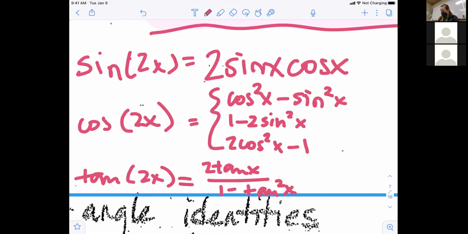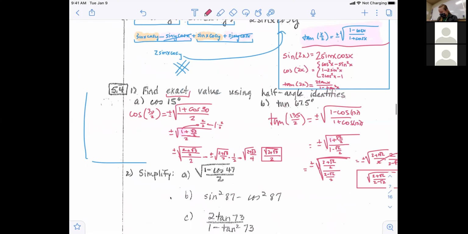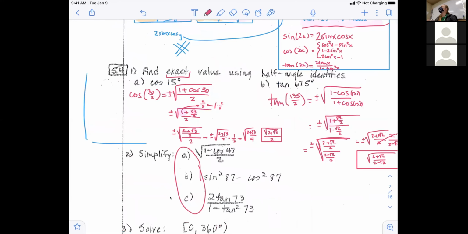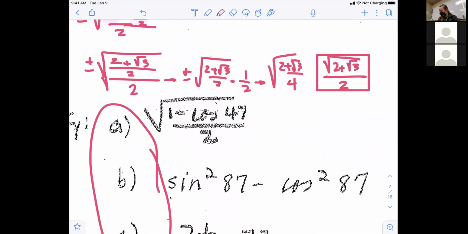The next 3 problems are in one of the forms of the double angle or the half angle, and we just want to put it in the most simple form, like cosine of 15 or tan of whatever, based on which formula and which identity we used. So the first one says square root of 1 minus cosine of 47 divided by 2.